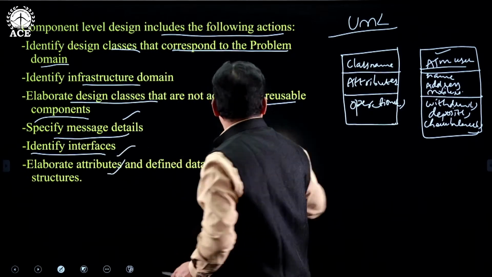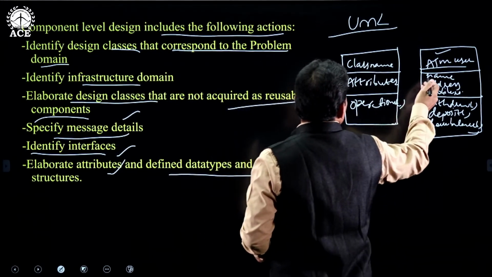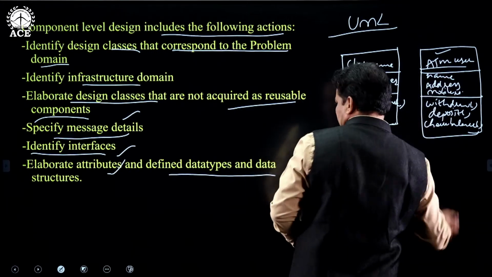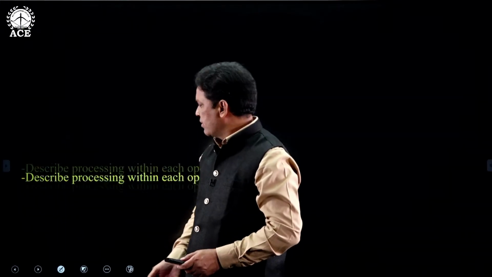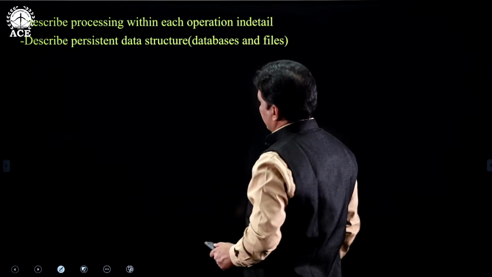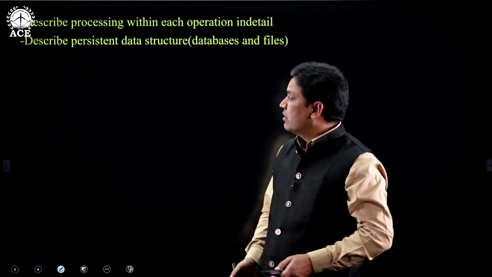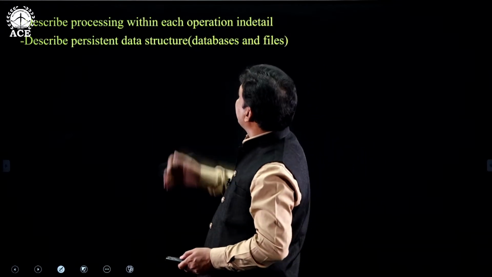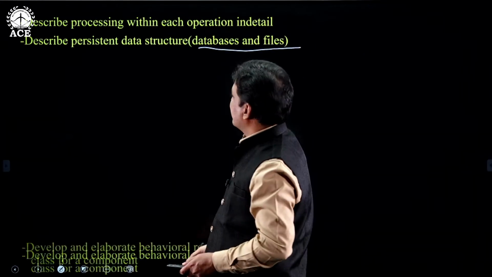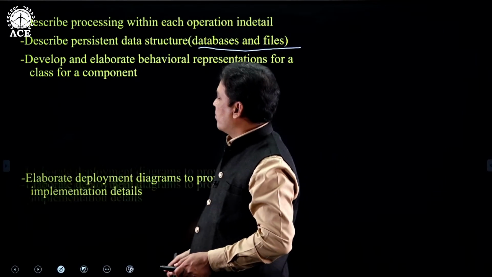Elaborate attributes, as we just discussed: add more attributes and define your data types. So name is a string, address is a string, is it clear? Mobile number is an integer. You have to specify data types and data structures, right? Describe processing within each operation in detail. We just discussed operations: withdraw, deposit, check balance, change the pin. All these are the operations, right? Describe processing within each operation in detail. Describe persistent data structures, databases and files. That is in the form of a component. Develop and elaborate a behavioral representation for a class or a component.